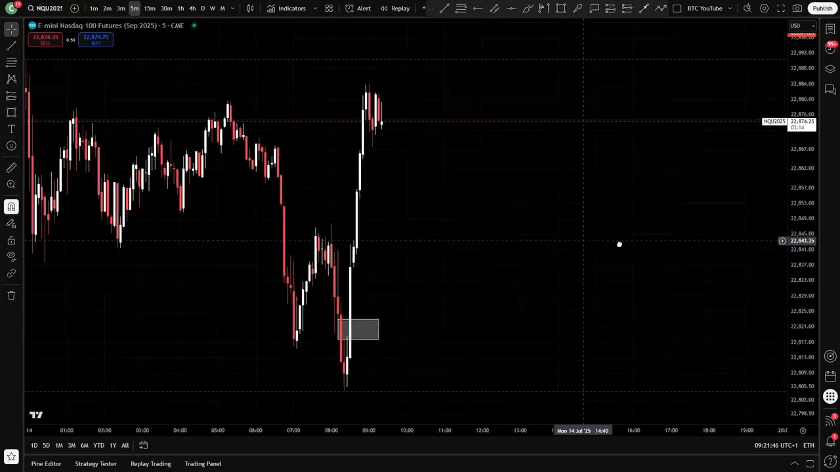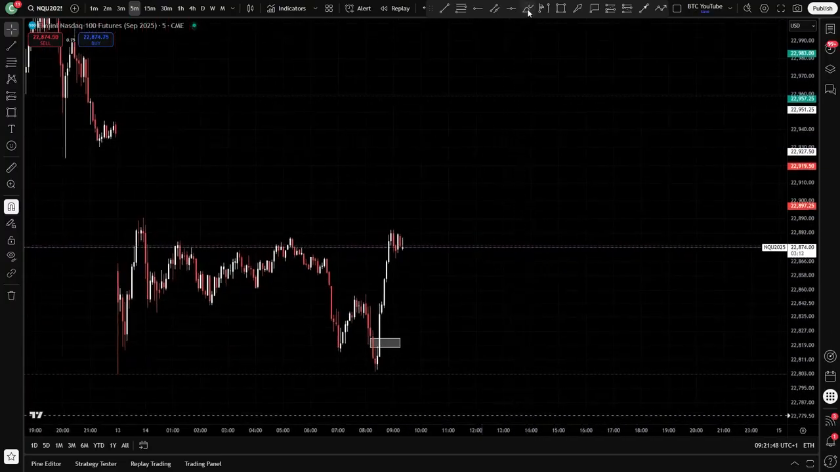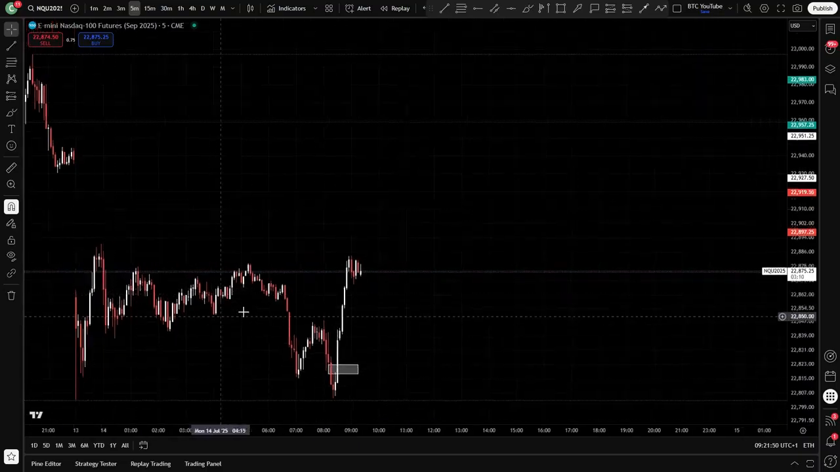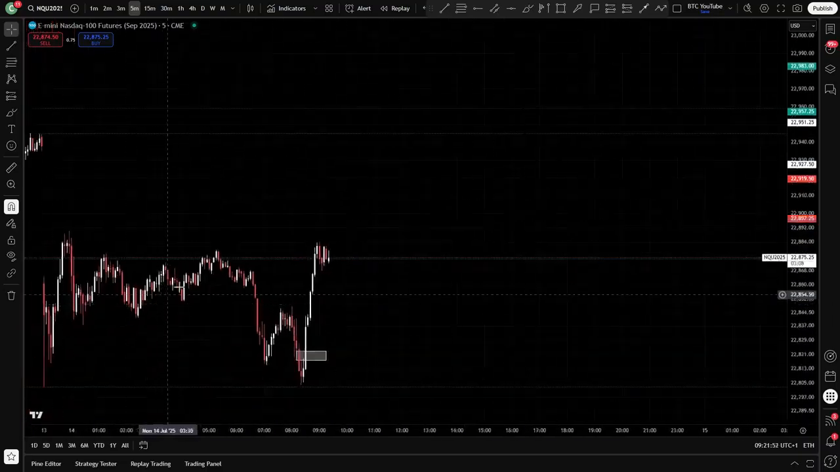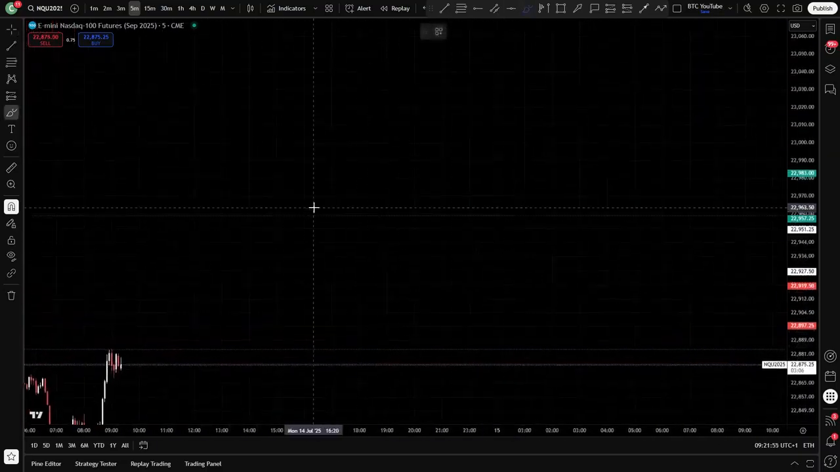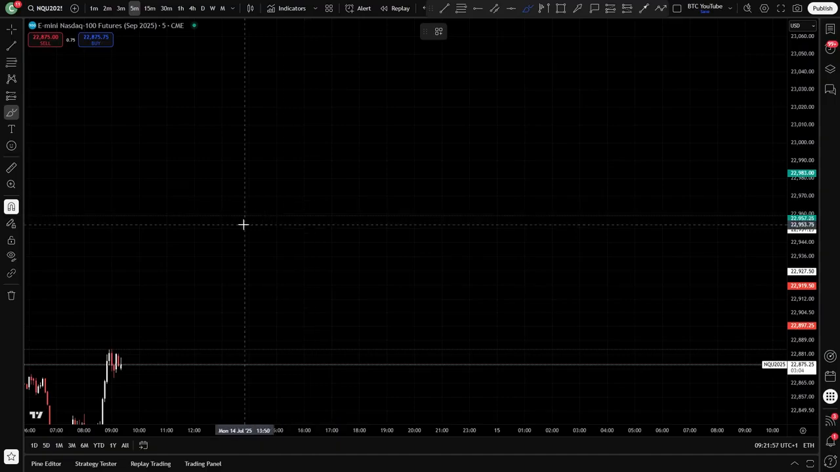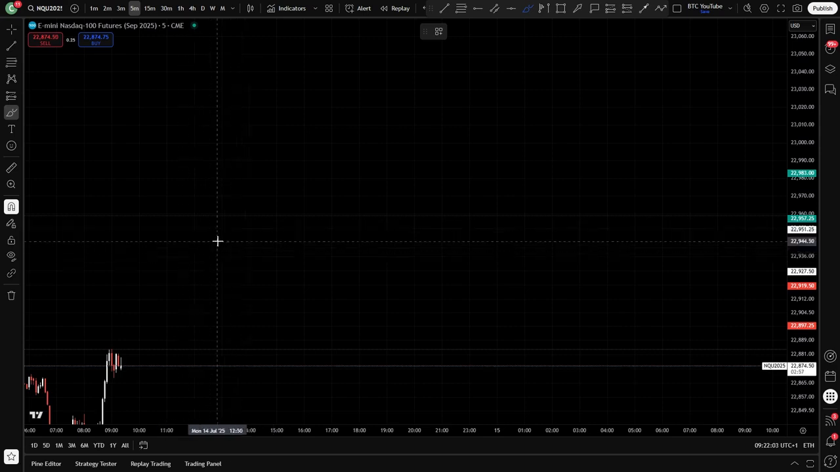So basically, I'm just going to show you what the strategy is. Say for example, we've actually got a really good example of it here. I'd say a reasonably good example, but basically what I'm looking for is these V-shaped recoveries or V-shaped reversals. Some people call them void reversals as well. There's a lot of different ways of saying the same thing.